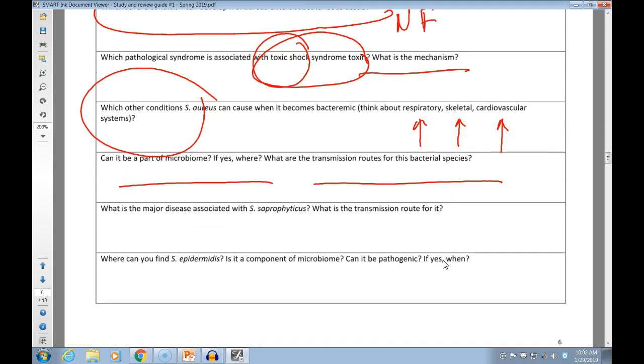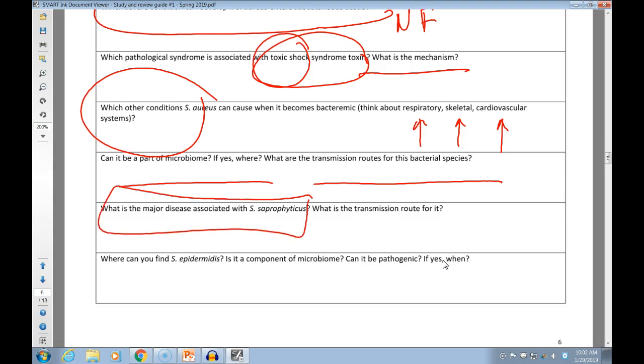Look, when I'm telling you something here, if I tell you you don't have to worry about it, you don't have to worry about it. If I tell you transmission routes, I mean it. You need to know these two transmission routes, and they're contact and respiratory.